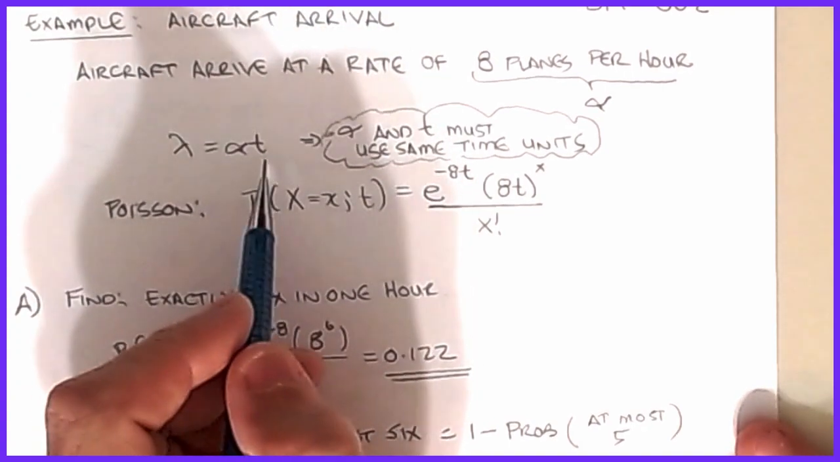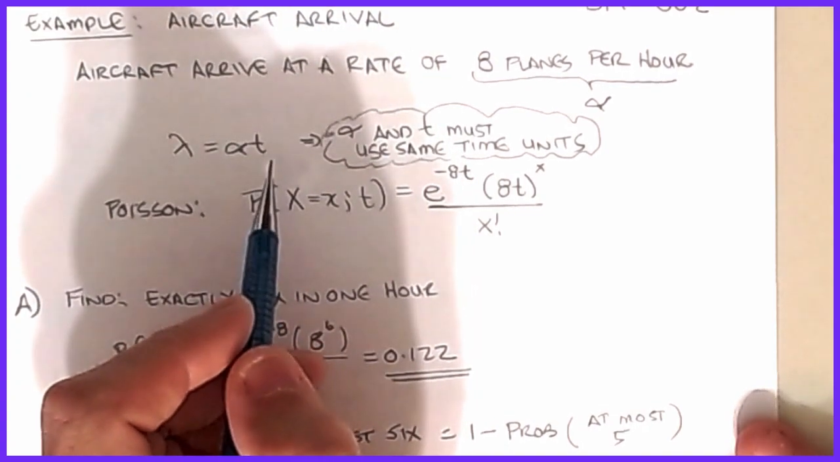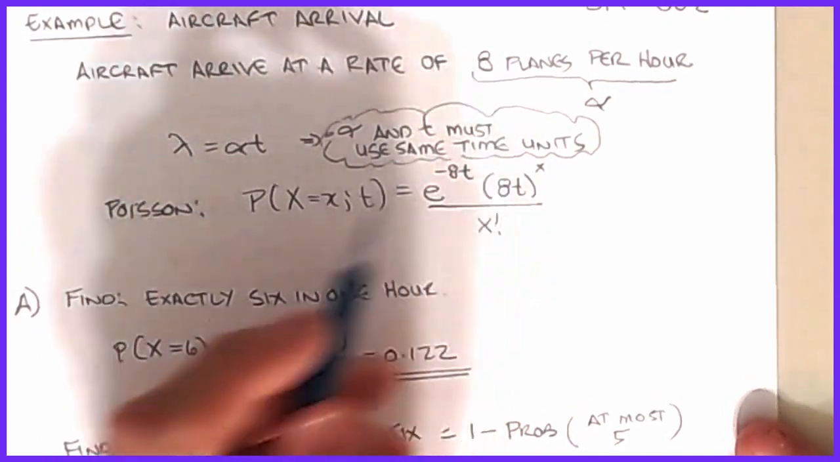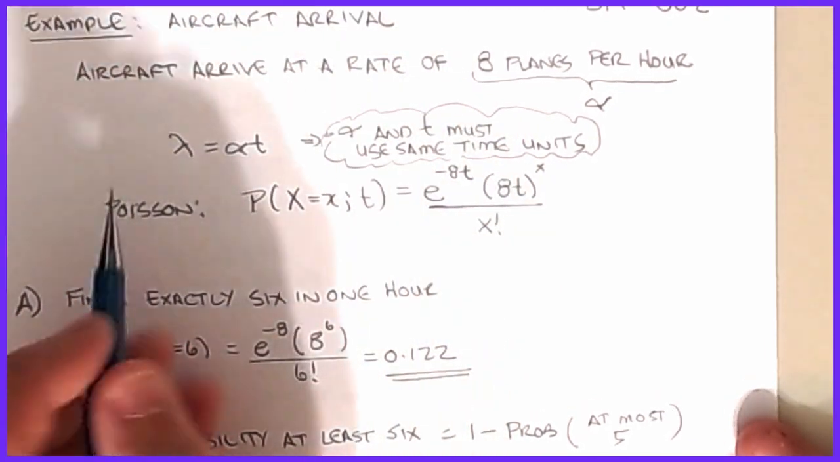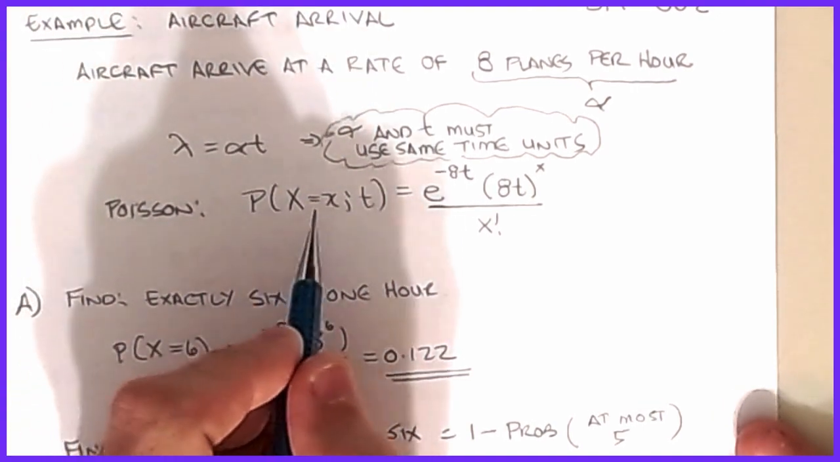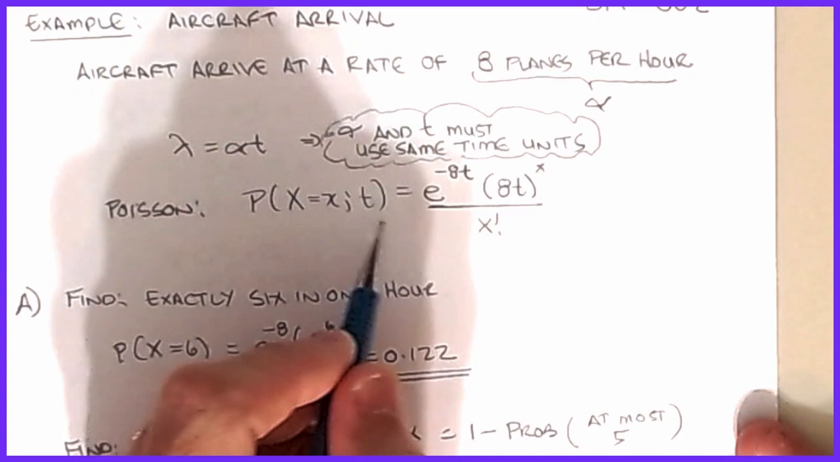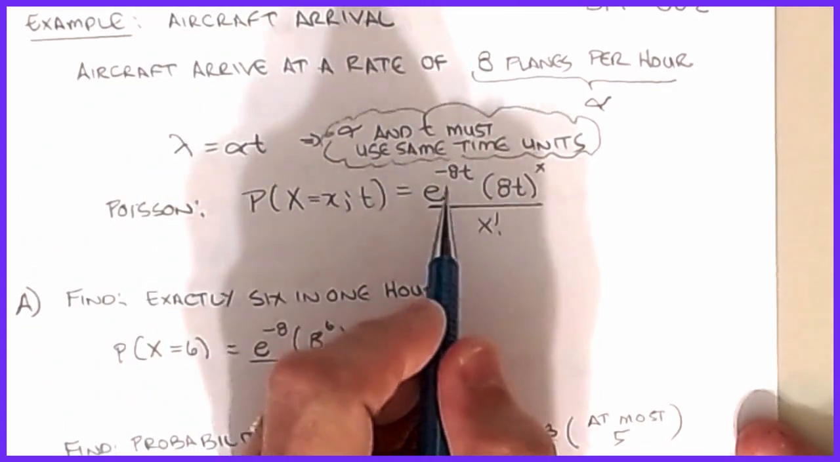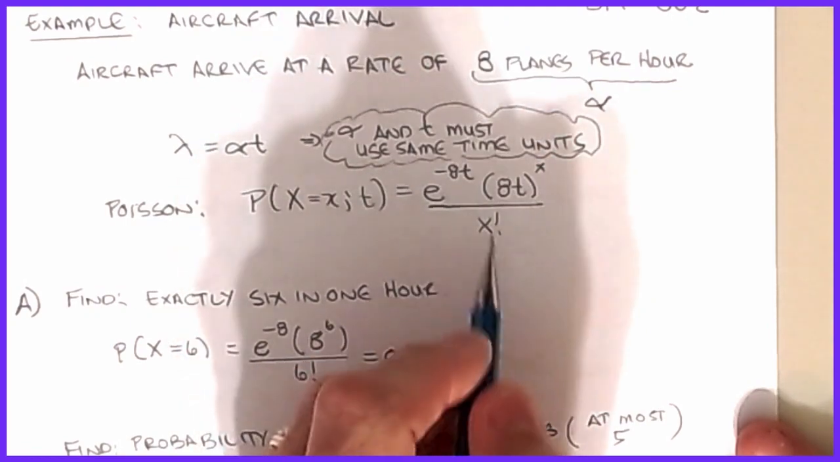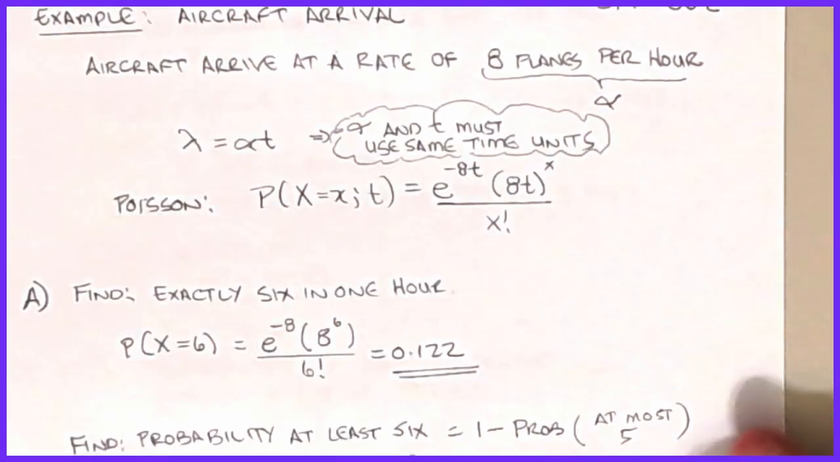Again, we have to have the same characteristic of time. So we got to make sure our time units match. You might have to do a units conversion on one or both of these. And so then the Poisson distribution for this example is going to be probability of x being equal to whatever value I'm looking for in a parameter of t is going to be e to the minus 8t multiplied by 8t all raised to the x power, and then all that divided by x factorial. All right, that's it. That's all there is to it.